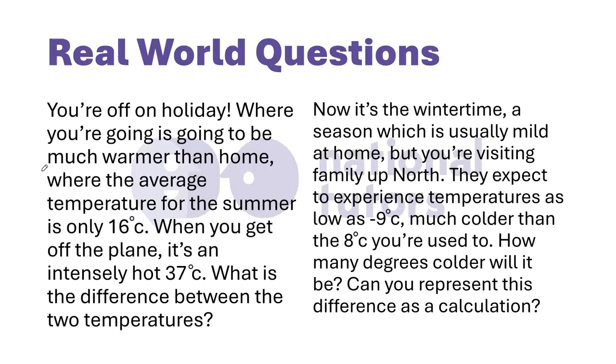So, you're off on holiday. Where you're going is going to be much warmer than home, where the average temperature for the summer is only 16 degrees Celsius. When you get off the plane, it's an intensely hot 37 degrees Celsius. What is the difference between the two temperatures?